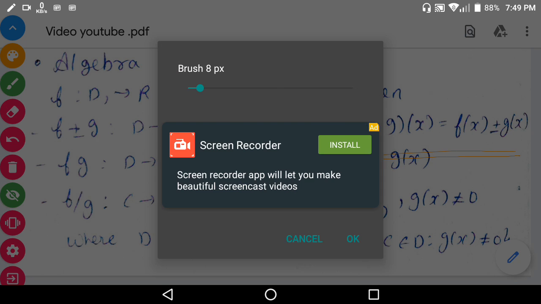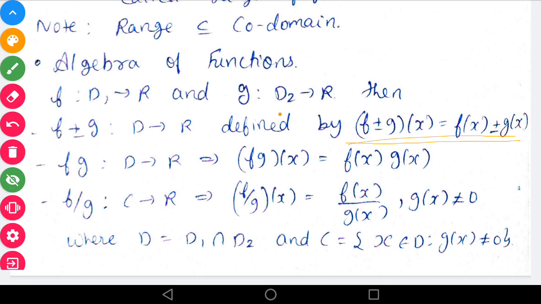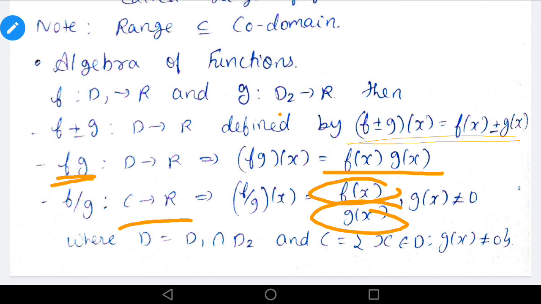Let's increase the size of the brush. If it is a product, f into g of x, meaning the product fg of x, then we can separate it as f of x into g of x. Similarly, if it is f divided by g from c to R, then we can separate it likewise. It's simply what we are doing: we are applying the addition and multiplication rule. In a similar way we can separate this function.